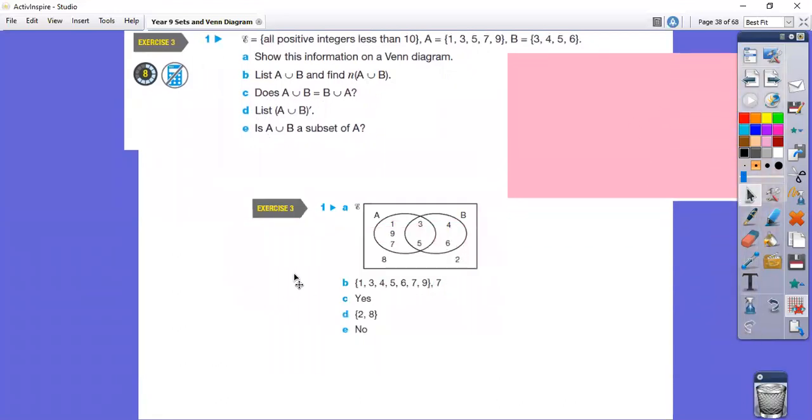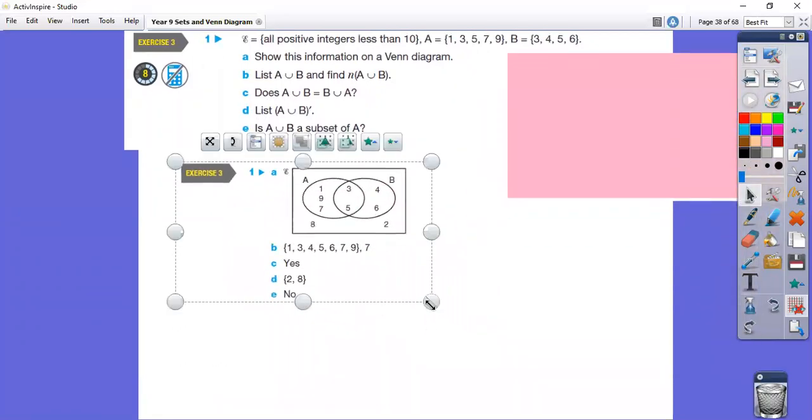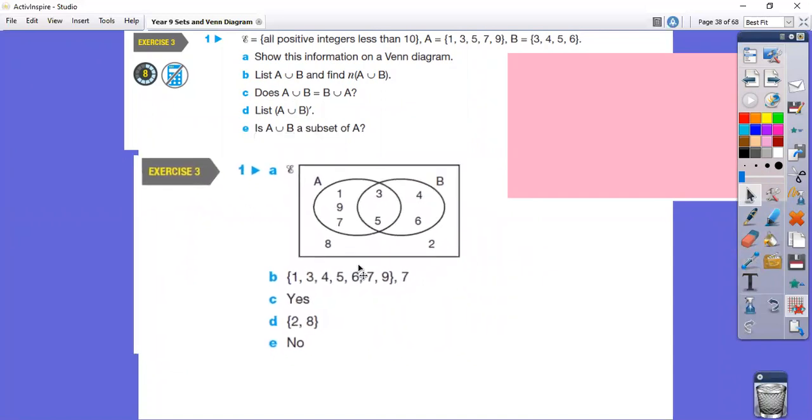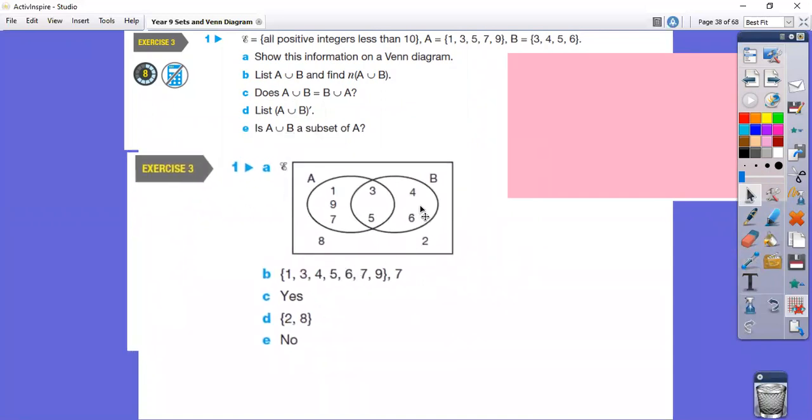So if we look at the solution for exercise 1 in exercise 3, here's a Venn diagram showing this information. Set A, set B, and the intersection, that's common to both. So list A union B. That's 1, 3, 4, 5, 6, 7, and 9. And there are 7 of them in A union B.